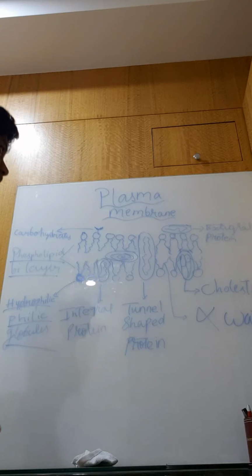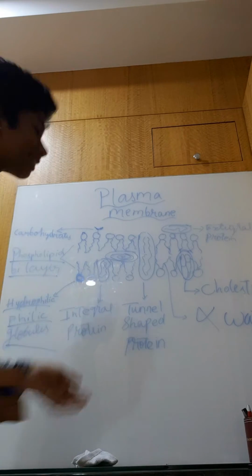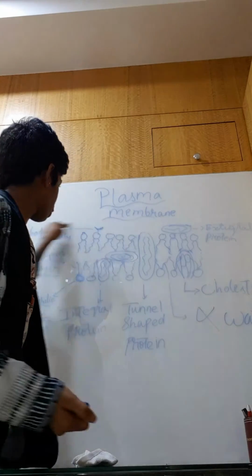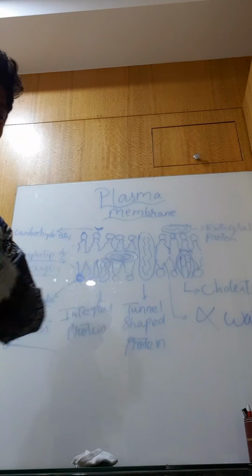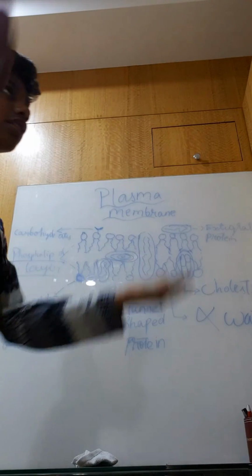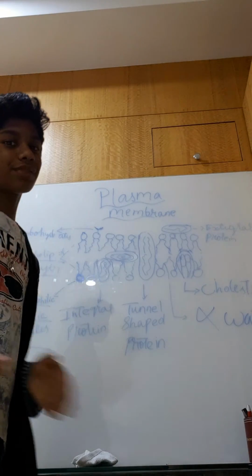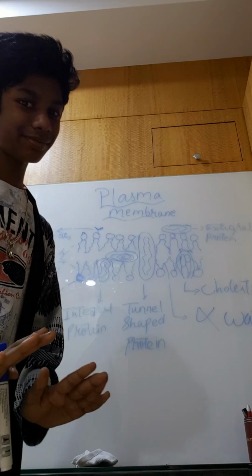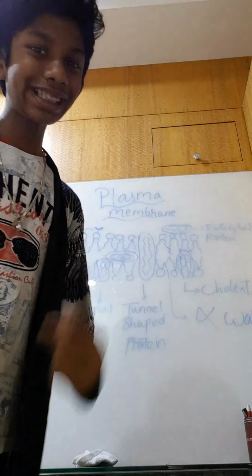So I conclude by saying that it's a bi-phospholipid layer which acts like a security guard. It covers the whole cell and protects the cell.